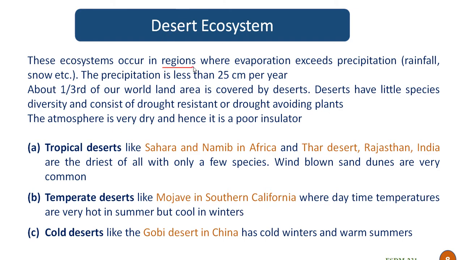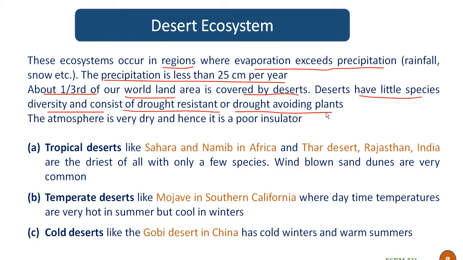This ecosystem occurs in regions where evaporation exceeds precipitation, that is rainfall or snow, etc. The precipitation is less than 25 centimeters per year, and about one third of the world's land area is covered by desert. Deserts have little species diversity and consist of drought-resistant and drought-avoiding plants.